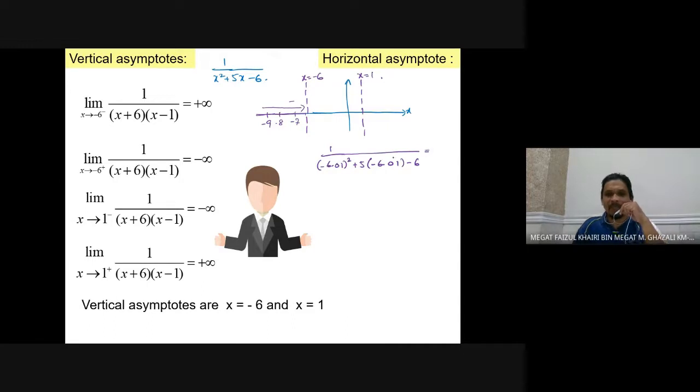Okay, can anyone tell me what is the value of this? 1 over x squared plus 5x minus 6, where I choose x on my own, a value of x very close to negative 6 from the left. Negative 6.01 squared plus 5 times negative 6.01 minus 6. Can anyone tell me what is the value? What value do you get then?